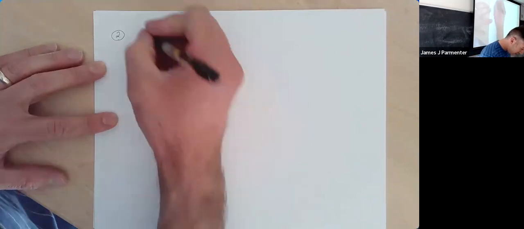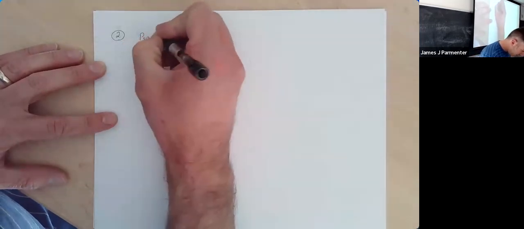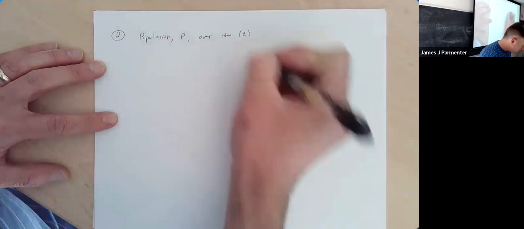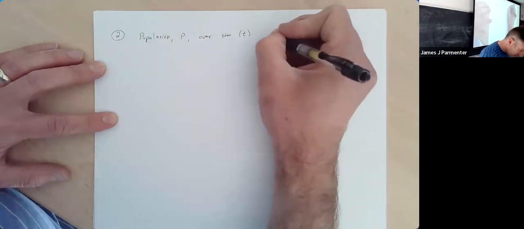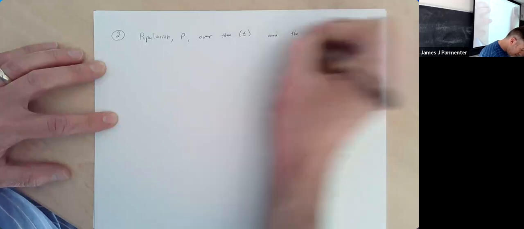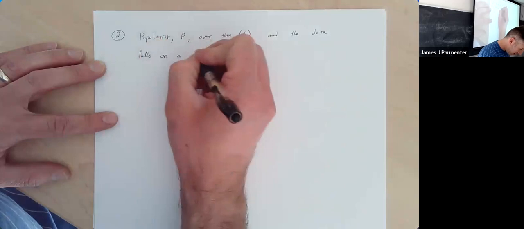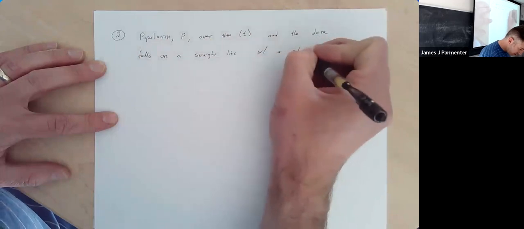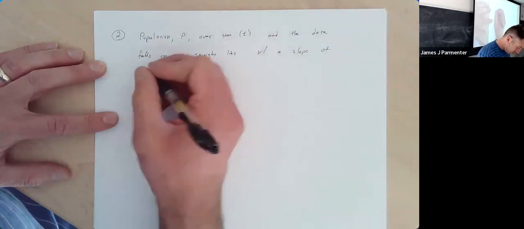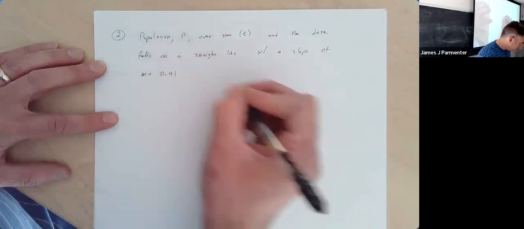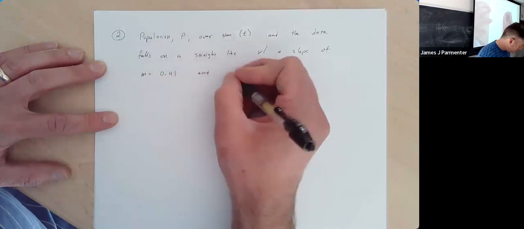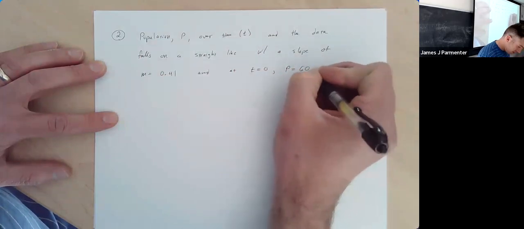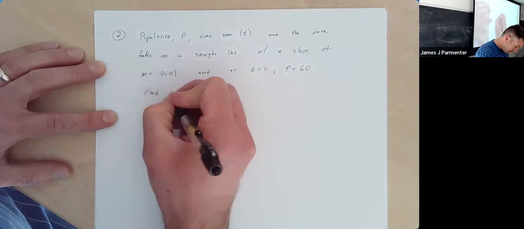So let's say we have a population P over time T, and the data falls on a straight line, no big surprise there, with a slope of m equal to 0.41, and at time equal to 0, the population is equal to 60. Find the population as a function of time.